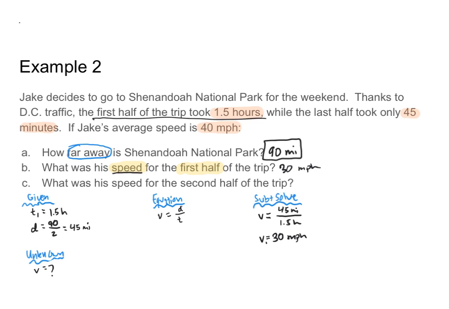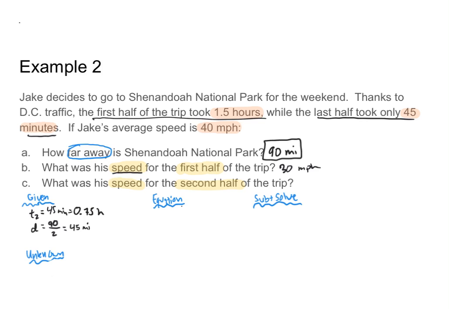Now I'm ready to do part C. And again, I'm going to go ahead and erase everything here that I don't need. The one thing I'm going to keep the same is that distance, because my distance for the second half of the trip is going to be the same as the distance I traveled in the first half of the trip, since they are, of course, halves. However, my time is different, right? The last half took only 45 minutes. So T2 is what we're going to use here. And it was 45 minutes, or again, 0.75 hours.